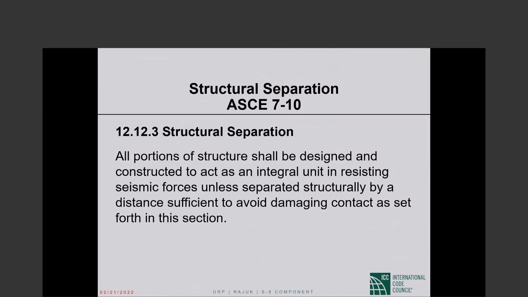Now, this is the structural separation provision of ASCE 7. Here, I mentioned ASCE 7 is quite different from ASCE 5. All portions of the structure shall be designed and constructed to act as an integral unit in resisting seismic forces. That definitely is one choice. No gap, no nothing. You tie everything together. All portions of the structure shall be designed and constructed to act as an integral unit in resisting seismic forces, unless separated structurally by a distance sufficient to avoid damaging contact as set forth in this section. So you will tie the whole structure together, or you shall separate portions of your structure by gaps that are sufficient to avoid what ASCE 7 has chosen to call damaging contact. Okay.